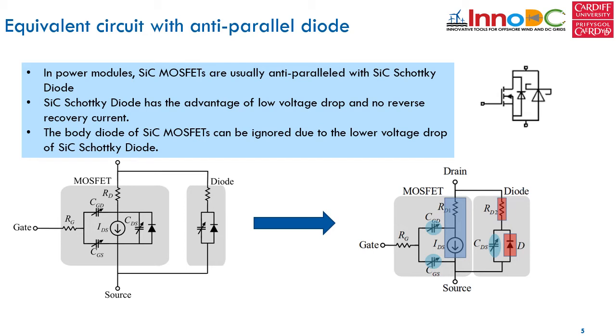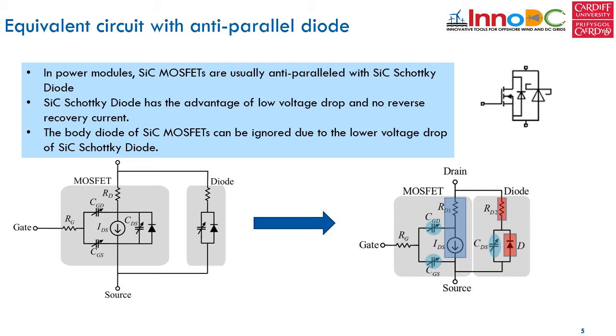In silicon carbide power modules, silicon carbide MOSFETs are usually anti-paralleled with silicon carbide Schottky diode. Comparing to the body diode of silicon carbide MOSFETs, the silicon carbide Schottky diode has the advantage of lower voltage drop when it is forward biased and no reverse recovery current during the turn-off. The silicon carbide Schottky diode can achieve lower power losses due to these two advantages.